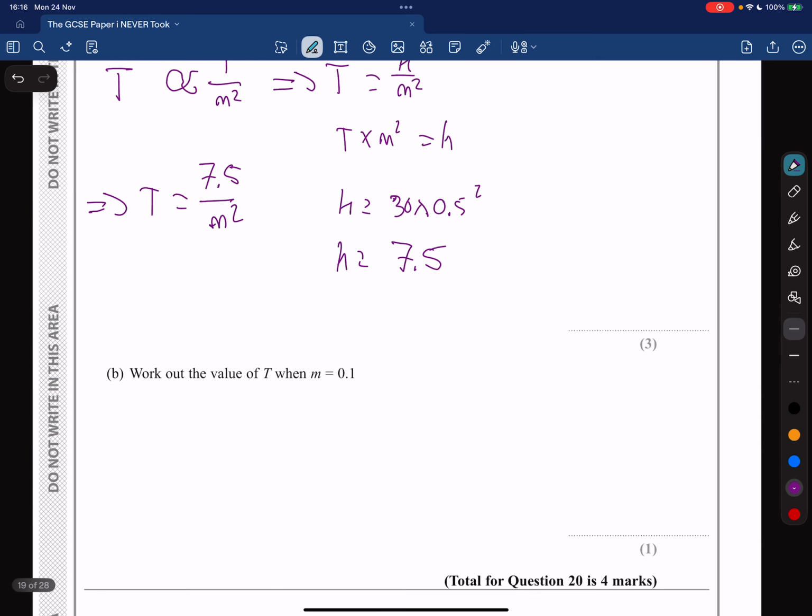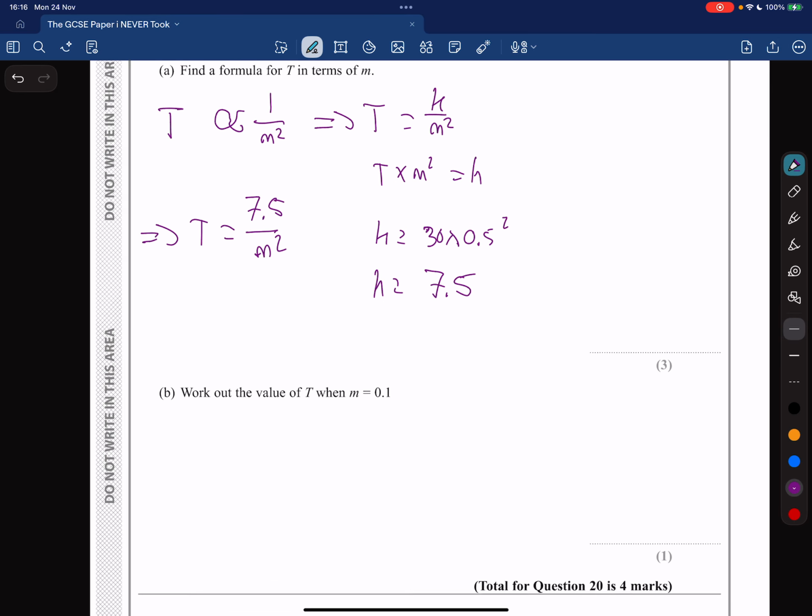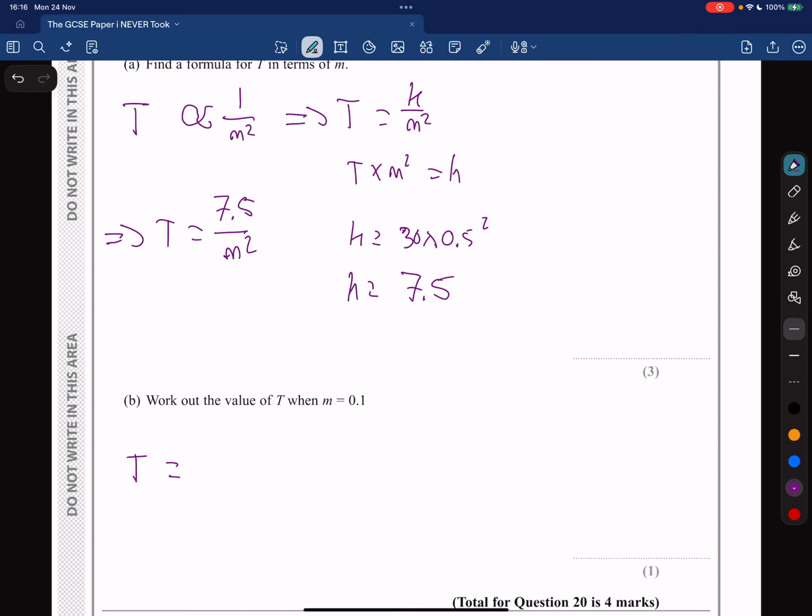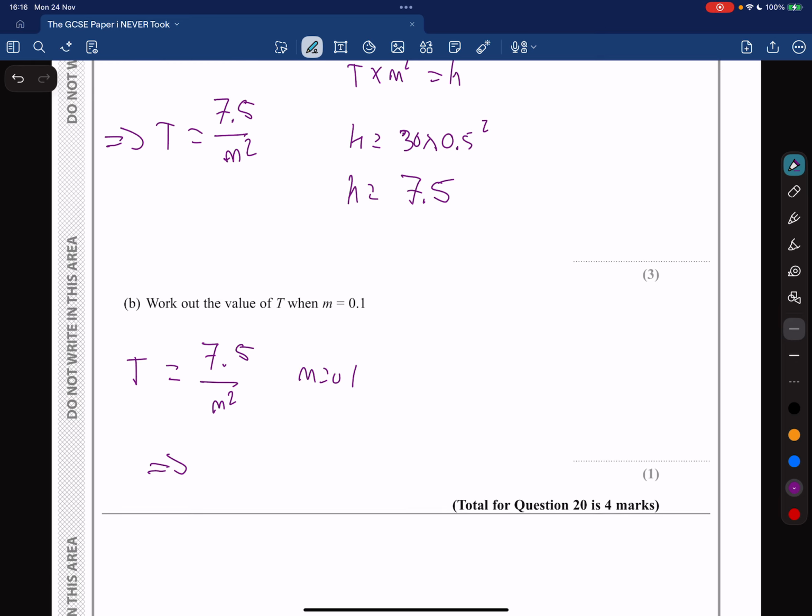Work out the value of T when M is equal to 0.1. So T is equal to 7.5 over M squared. M is equal to 0.1. Therefore, we have T is equal to 7.5 over 0.1 squared, equal to 750.